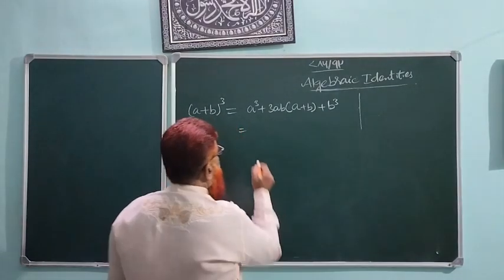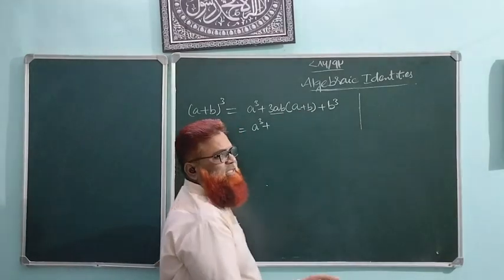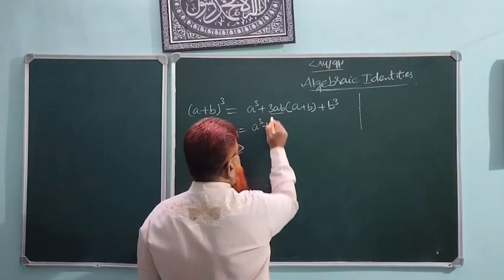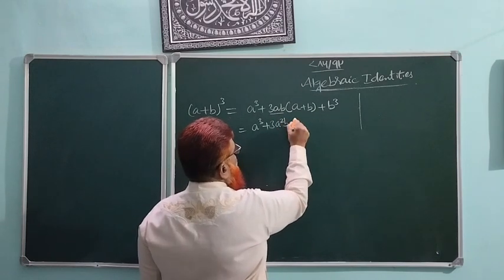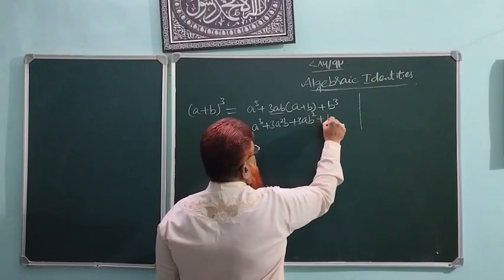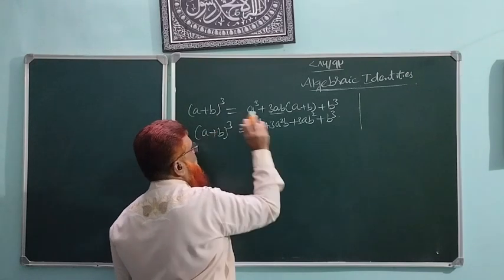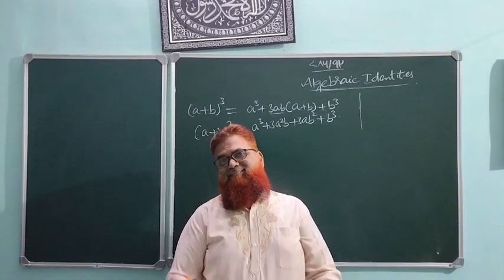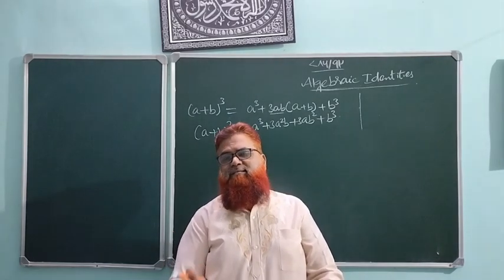How is it? a³ + 3ab(a + b). Multiply the term outside the bracket with the terms inside the bracket. When you multiply, what do you get? 3a into a², that is 3a²b, plus 3ab into b, that is 3ab², plus b³. Therefore, (a + b) whole cube can also be written as a³ + 3a²b + 3ab² + b³.